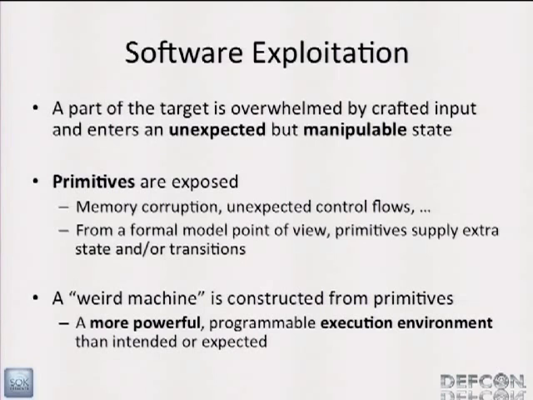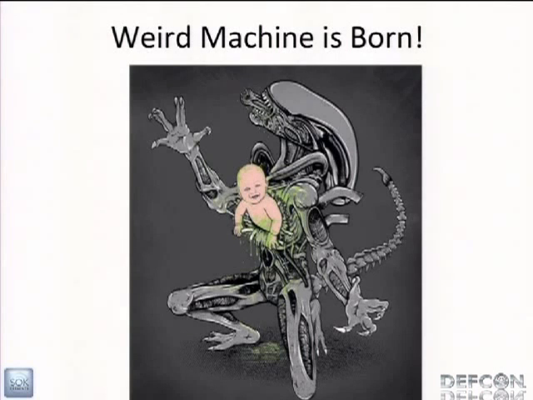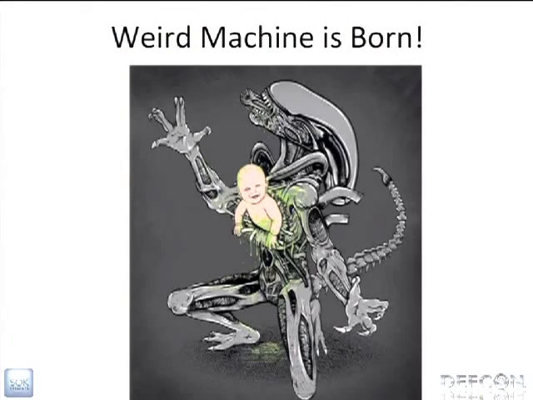Reality of this has been that you assembled and lined up bugs that were memory corruption or an unexpected data flow, and you constructed your computation out of that using them as assembly instructions. You know, a 2-byte overwrite here, a 4-byte overwrite there, an info leak over there. And you have a chest burster out of your target.